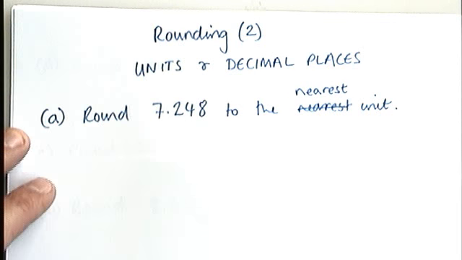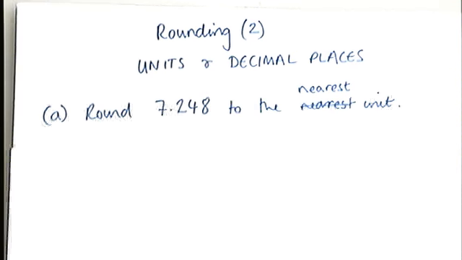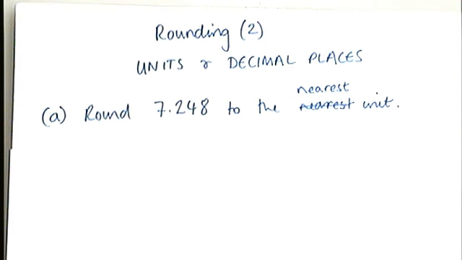Hi, this video is going to help you to round numbers to the nearest unit and to a given number of decimal places. If you haven't watched the first video on rounding, you may want to, just to refresh how you round to the nearest 10 or the nearest 100. Okay, this first question here says round 7.248 to the nearest unit.